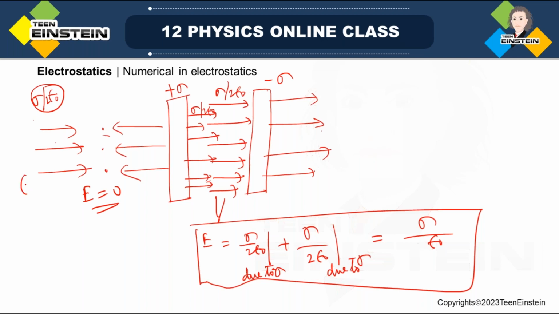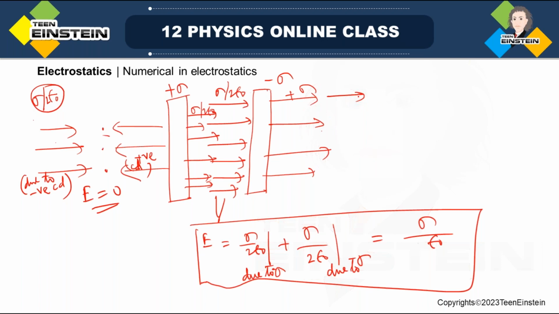So this is due to negative charge density, and this is for positive charge density, CD. Okay, so that's how they will actually cancel each other. Here also, for positive charges, it will be in this direction in this region. Okay, this is for positive charges.